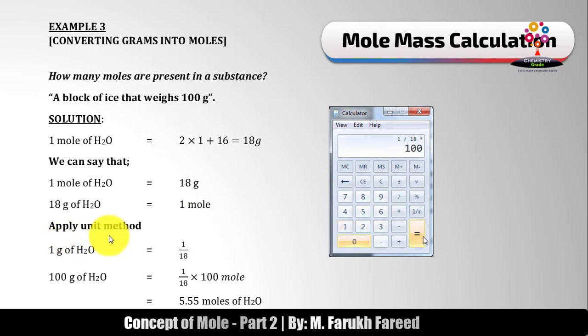So we will apply the unitary method. If 18 gram of water is equal to 1 mole, then 1 gram of water is equal to 1 over 18, so 100 gram of water will be equal to 1 over 18 into 100 mole, which will be equal to 5.55 moles of water. You may see the calculation here.